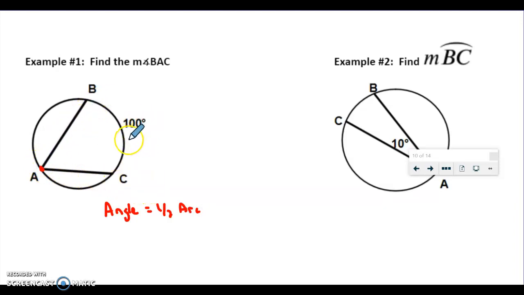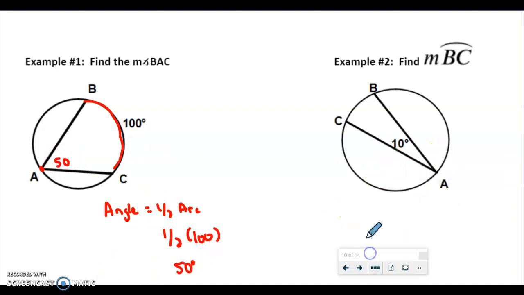So what do I know? Do I know my angle or do I know my arc? And in this case, I know my arc. So it's 1/2 of 100. So what's half of 100? 50. So angle BAC is 50. Okay. All right, so looking at this one.